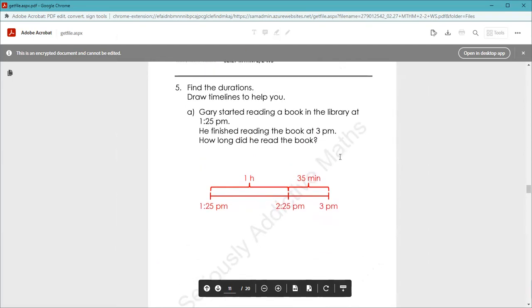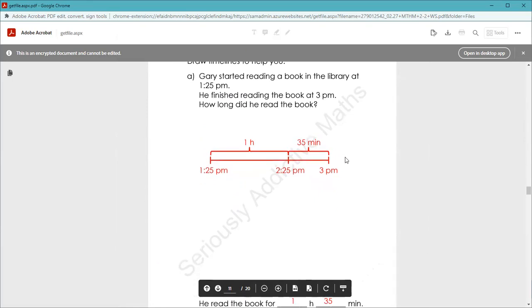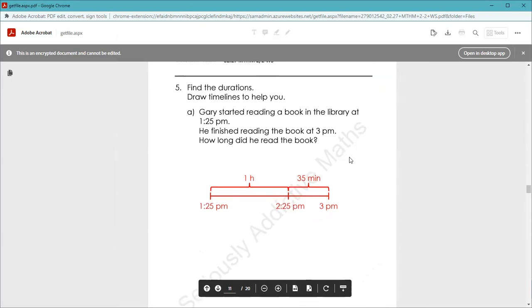Please model and take them through how to draw the timeline. For students who have already done it, but you notice that they did it wrongly, or they have not used the timeline method, please make sure that they do it. Model this for them, and then make sure that they are able to draw it, because it's important for the subsequent lessons.